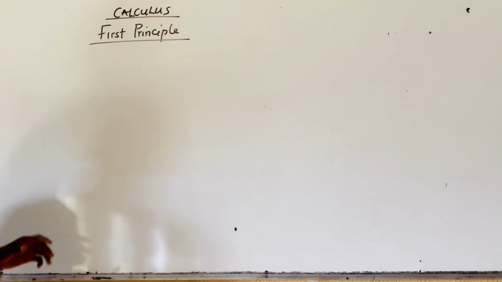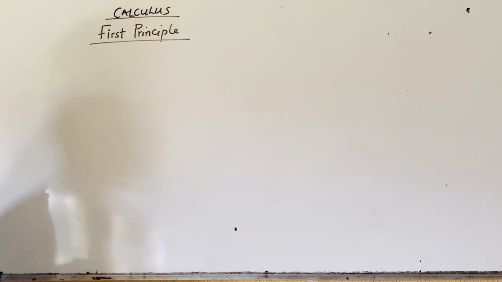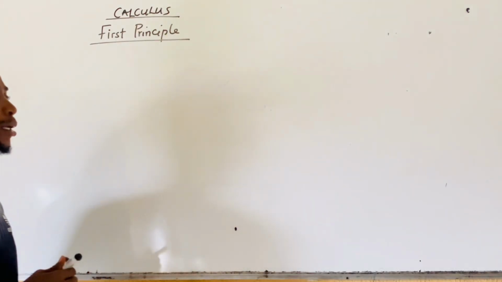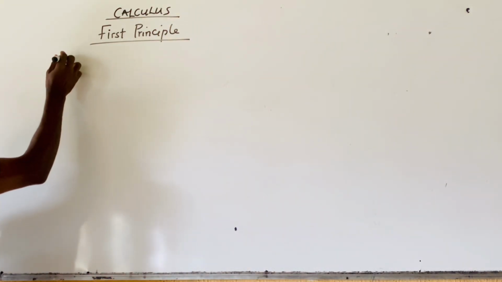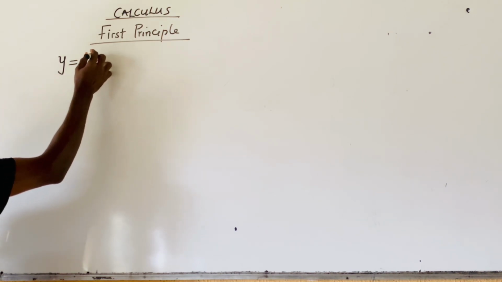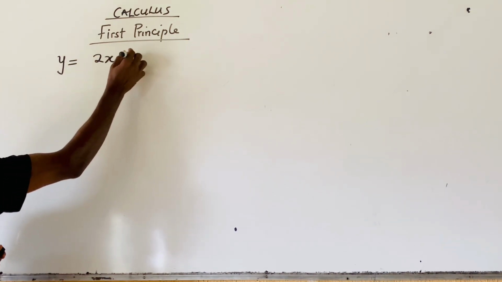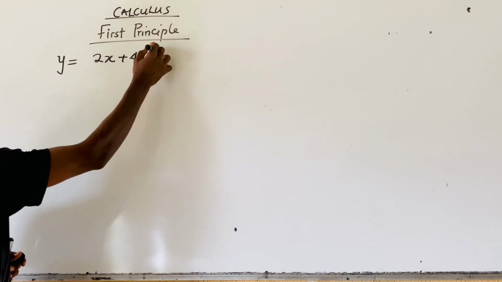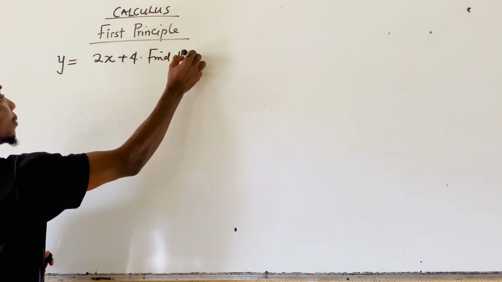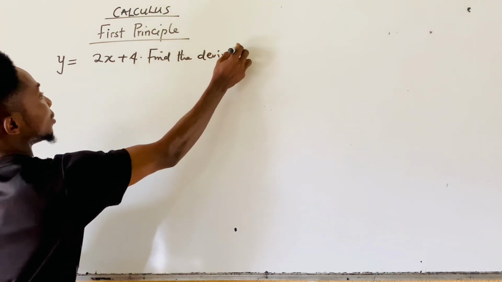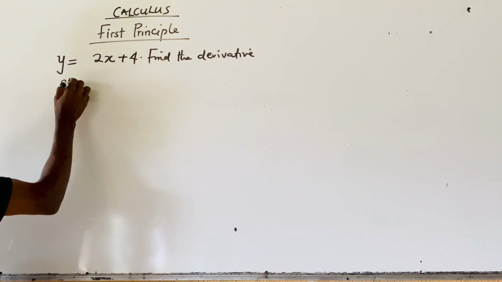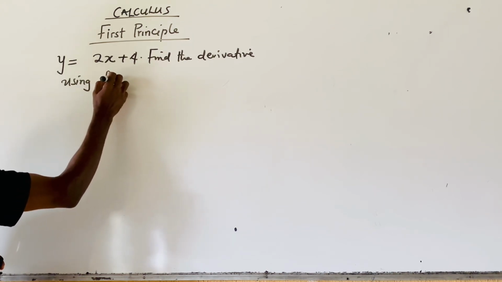All right, so we'll be differentiating using first principle. Now, having learned how to differentiate, there are certain questions you'll be given and you'll be asked to differentiate using first principle. Now, for example, I have a question like this: y is equal to 2x plus 4. Find the derivative using first principle.